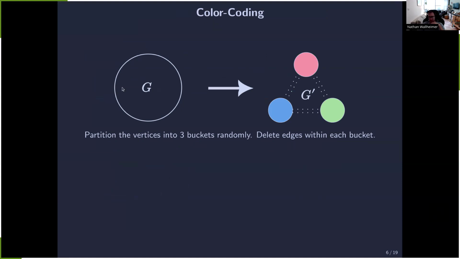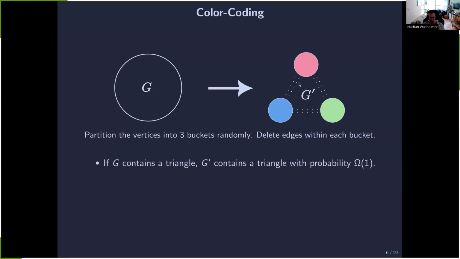Given a graph G, think about it as an input to triangle detection, we can partition its vertices into 3 buckets randomly. To each vertex is assigned a bucket uniformly at random and independently. And then we delete edges within each bucket. So we get a 3-colored graph, G prime.